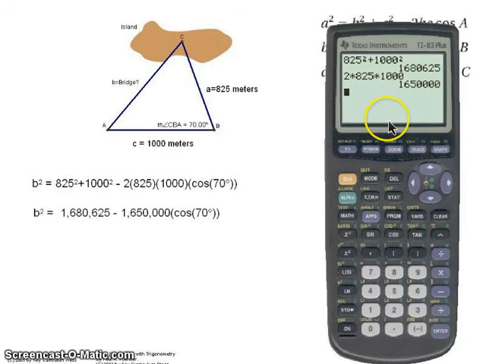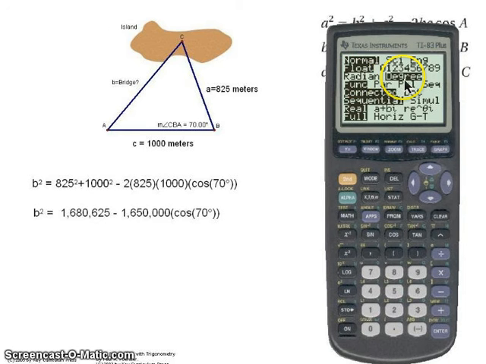And what you want to do now is type in that first number, 1,680,625, minus the 1,650,000. Now you're going to take the cosine of 70 degrees. And before you press enter, make sure your calculator is in degree mode. So once again, go up to the mode button, press mode. Just double check that it says degrees, because if you're in radians you're going to get an answer that doesn't make any sense. So you want to be in degree mode. I am, so I can go ahead and press enter.